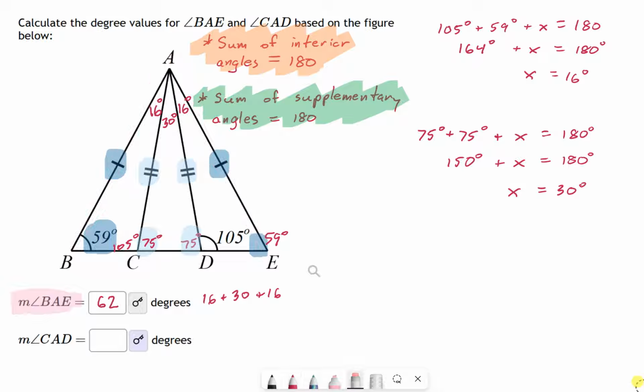And then CAD, where is that? CAD is located, oh, that's the one in the middle. That's this little thing. Okay, and we already figured that out. That's 30 degrees.